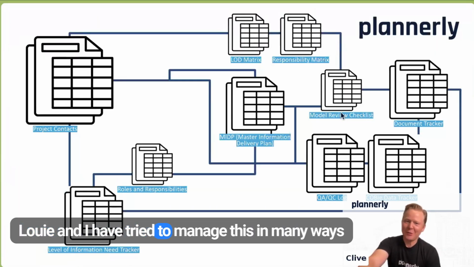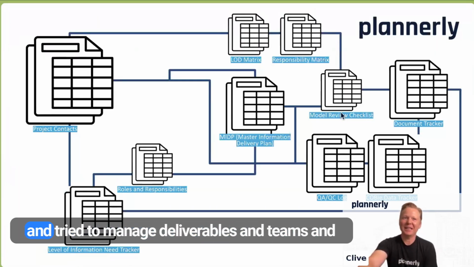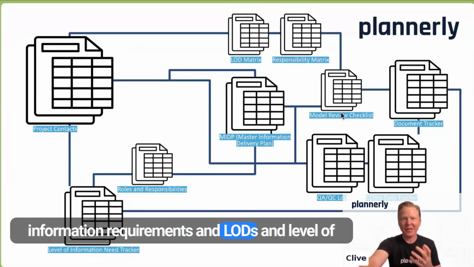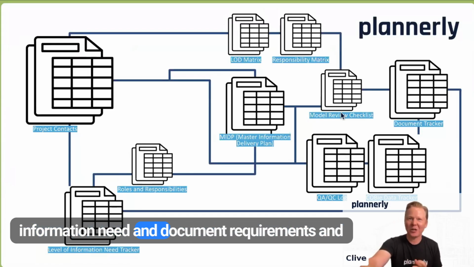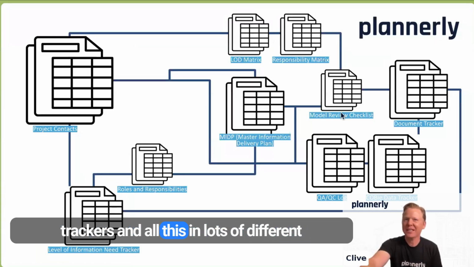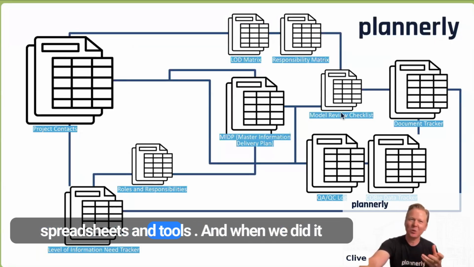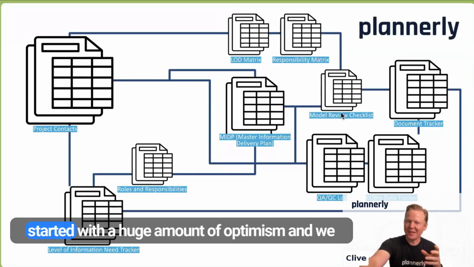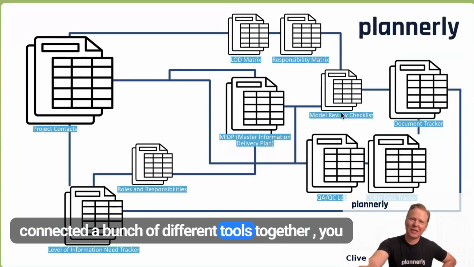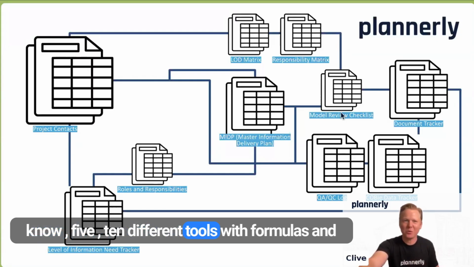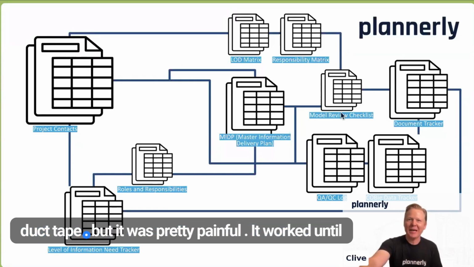Louis and I have tried to manage this in many ways and tried to manage deliverables and teams and information requirements and LODs and level of information need and document requirements and trackers and all this in lots of different spreadsheets and tools. And when we did it, we started with a huge amount of optimism, and we connected a bunch of different tools together, 5, 10 different tools with formulas and duct tape. But it was pretty painful. It worked until it didn't work.